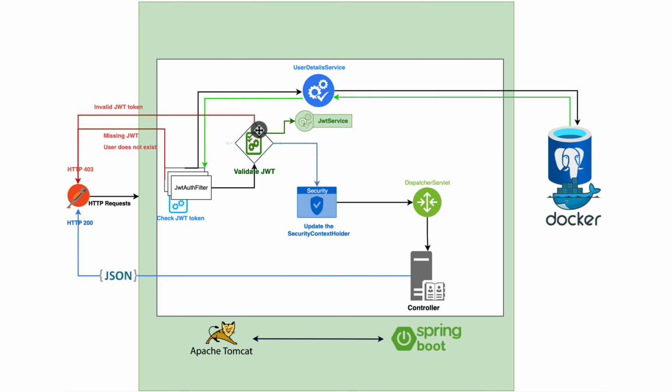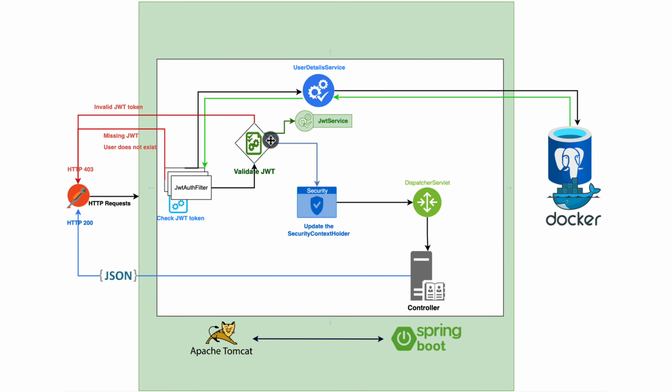So the first one, the token is not valid. For example, the token is expired or the token is not for that specific user. So what we do, we will send also a 403 back to our customer, and the reason will be this invalid JWT token.